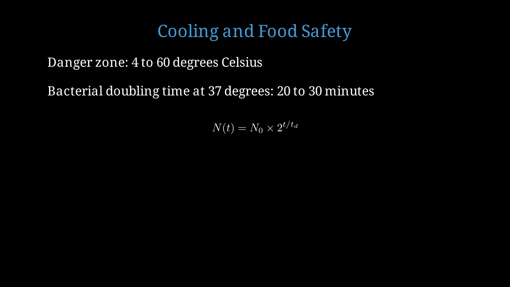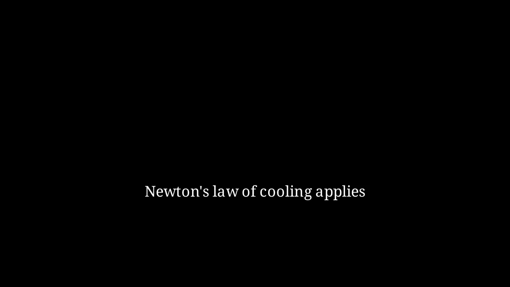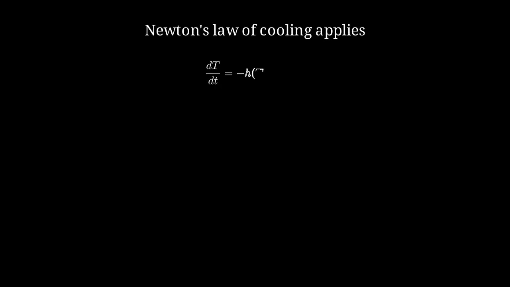Td is doubling time. For food safety, leftover borscht must be cooled below 4 degrees Celsius within 2 hours to minimize bacterial growth. Cooling follows Newton's law of cooling. The rate of temperature change is proportional to the temperature difference with surroundings. dT over dt equals negative h times quantity T minus T ambient. This gives exponential decay of temperature.